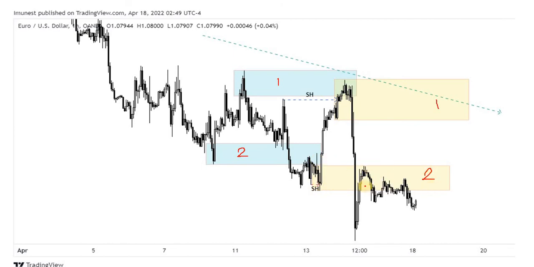And what are you noticing? That price is actually reacting from the second point of interest in this case. So we're going to look at another example.